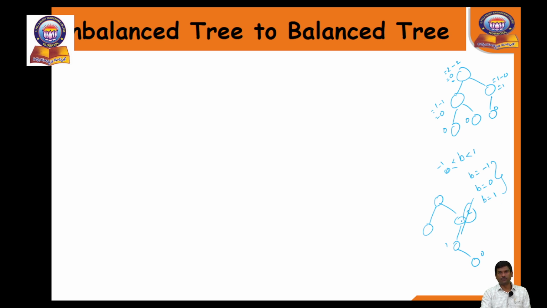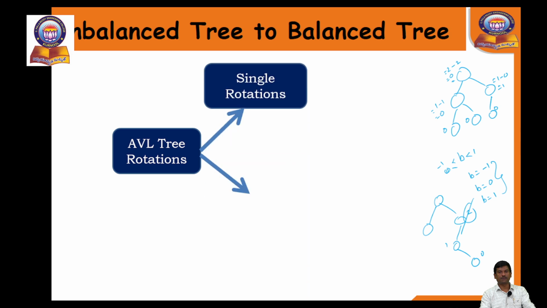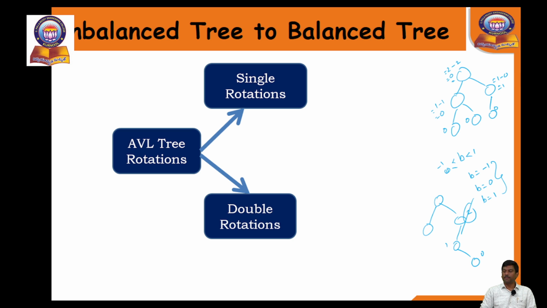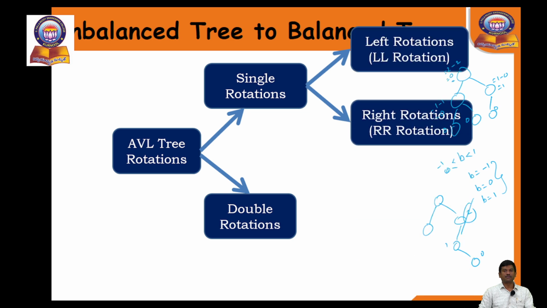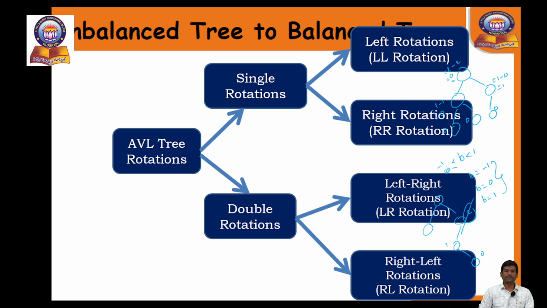Find the affected node, and you have to perform modifications, and those modifications involve rotations. AVL rotations are classified as single rotations and double rotations. When considering single rotations, the left rotation is denoted by LL rotation and the right rotation by RR rotation. And for double rotations, there is the LR rotation as well as the RL rotation. That is, in which scenarios we have to perform these rotations.